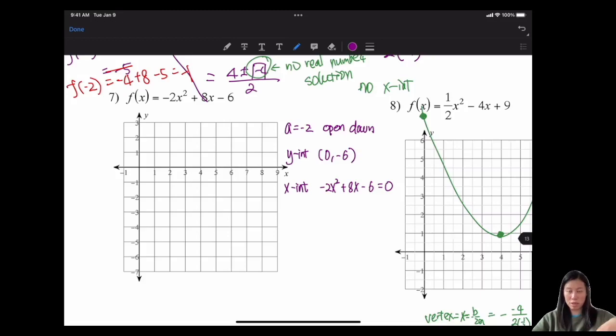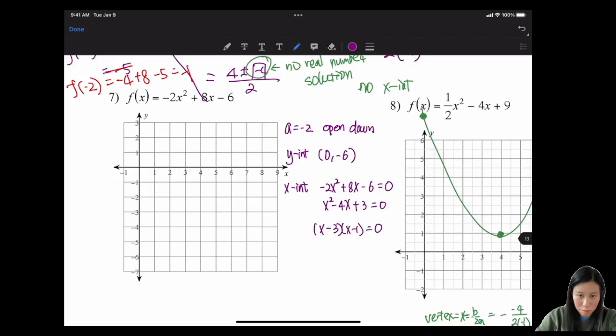Let's see if we can factor it. So let's divide by negative 2 on both sides. I have x squared minus 4x plus 3 equals 0. Oh yeah, we can factor this one. This is equal to x minus 3 times x minus 1 equals 0. So that means our x-intercepts are x equals 3 and x equals 1. So 3 and 1. The y-intercept is negative 6, it opens down, and we still need to find the vertex.